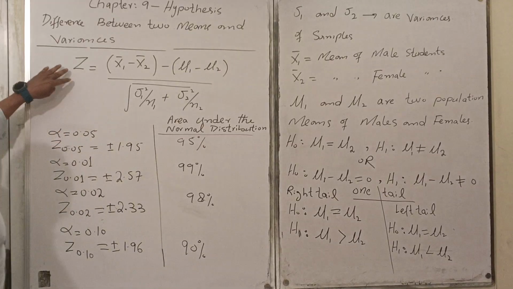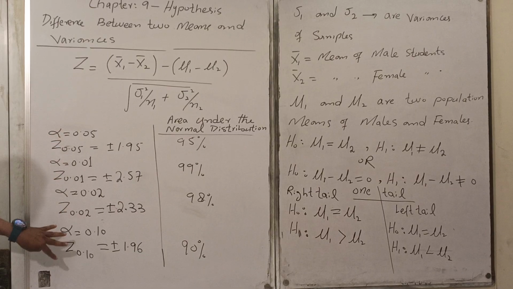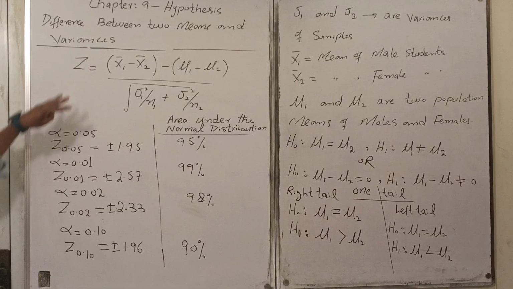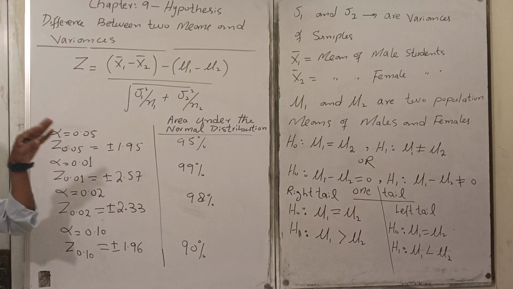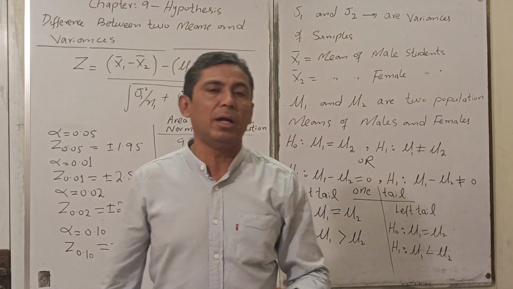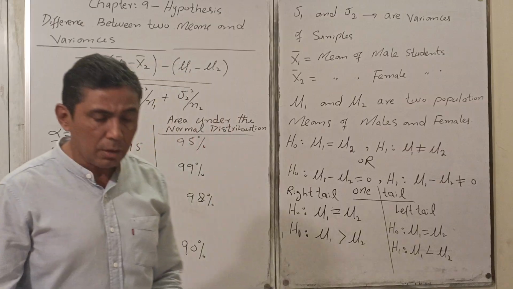You have to compare this calculated value with these critical values as per the requirement of the question. If alpha is given as 10%, 5% or 2% in your question, then you will compare your calculated value with that critical value. Okay, now move forward towards the question.